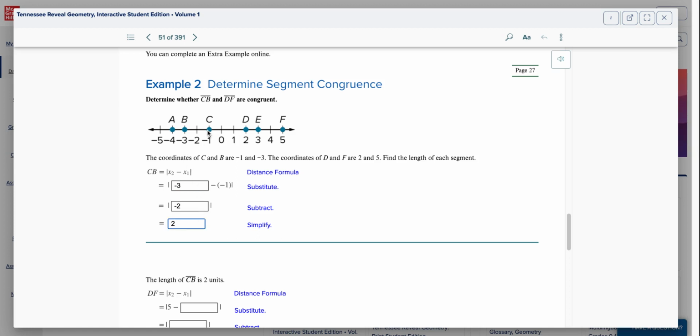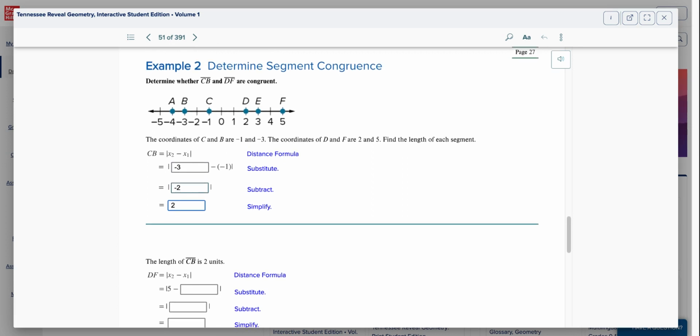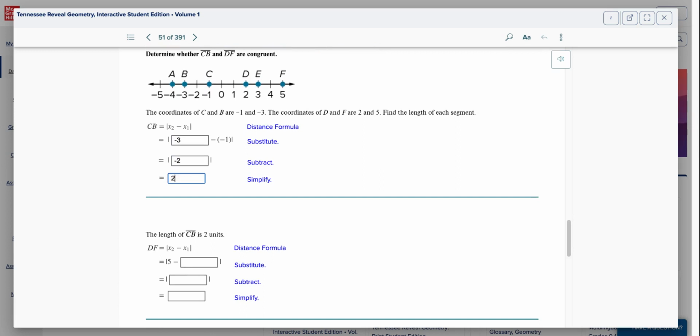Now, if I were to count this C to B, 1, 2, or B to C, 1, 2. I like it my way. My way's better. All right. So the length of CB is 2. Now we got to find DF.